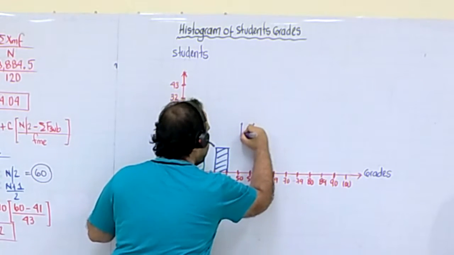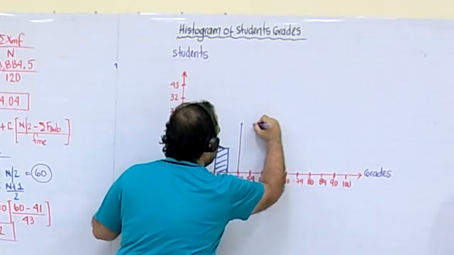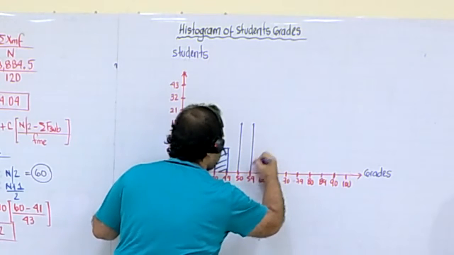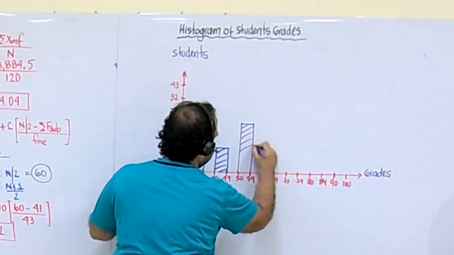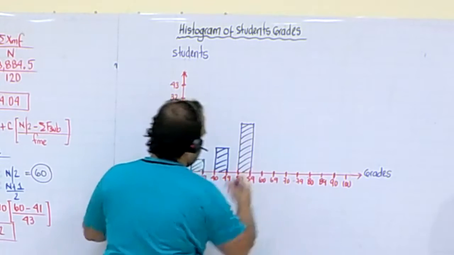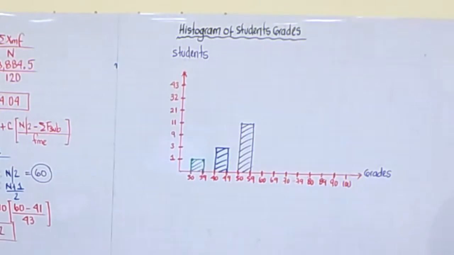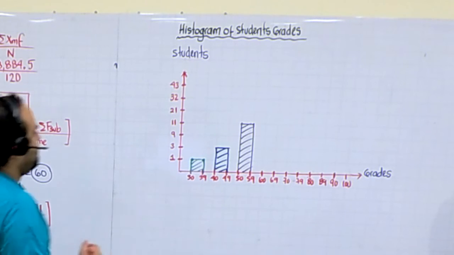As soon as you can see, this is not complicated to create this histogram. The next one, 60 to 69, that will be 21. I'm going to use the orange. 60 to 69 will be 21.